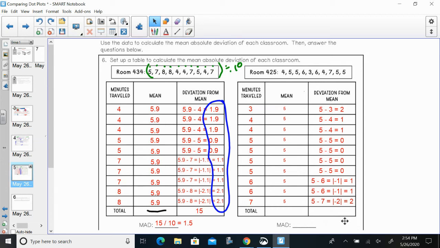When you add up all of those deviations, you get 8. But remember, you have to divide by how many there are, and there are 10. So the mean absolute deviation of the students in room 425 is 8/10, or 0.8. So it has a lower MAD than in room 434.